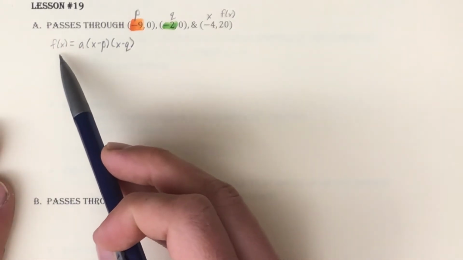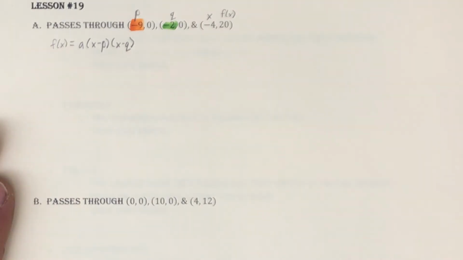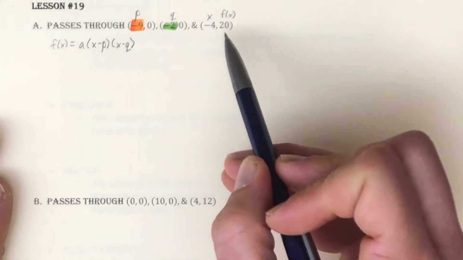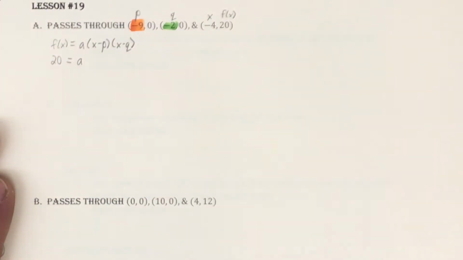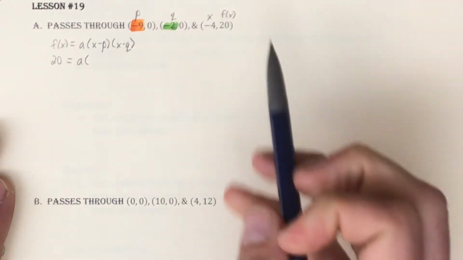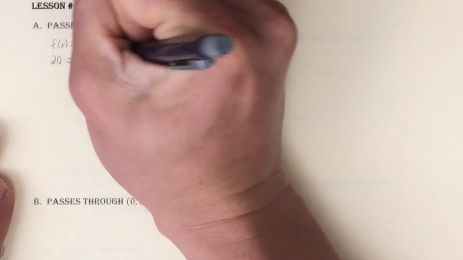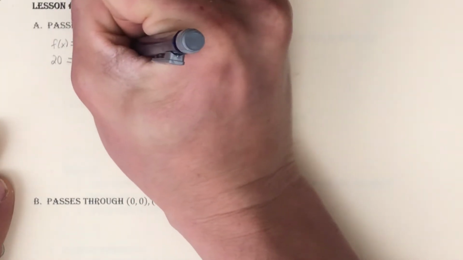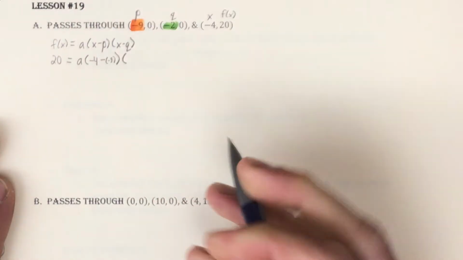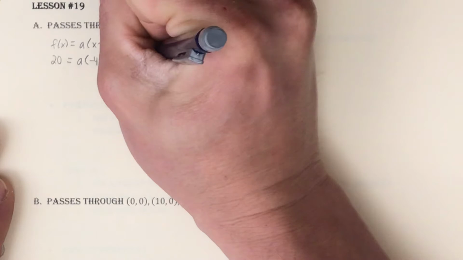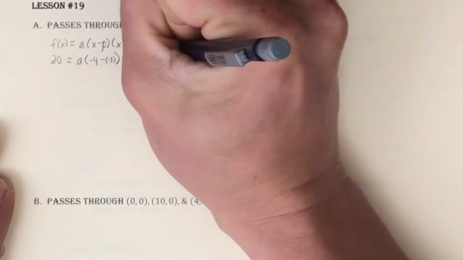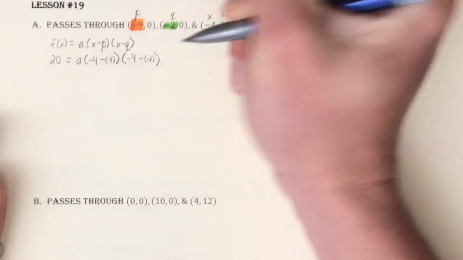So in for f of x, we need to plug the value that we see, which is positive 20. So we're going to plug 20 in. And then that is going to be equal to, again, a is the only value we don't know, so we're going to leave that as is, times our x value, -4, minus our p, -9, then times x again, -4, minus our q, -2. So again, putting that in an extra parentheses.